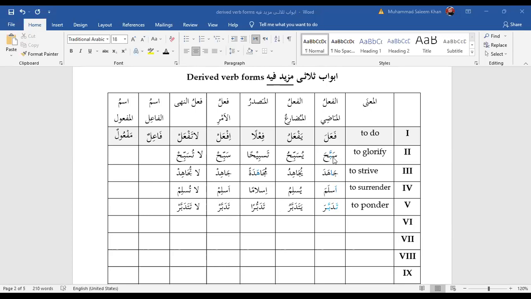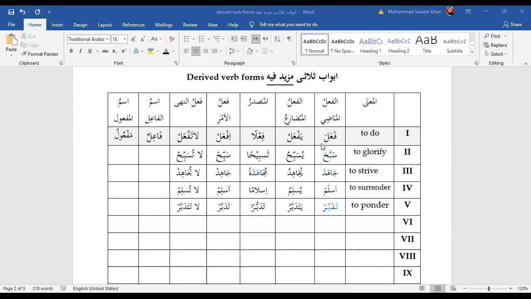So in these three forms of the verb, the mazid fi forms, which are 2, 3 and 4, what is common? The mudari of all these forms starts with yu. The mudari has dhamma. For example, we see here sabbaha yusabbihu, jahada yujahidu, aslama yuslimu. So these three forms are completely different. Otherwise, normally, the mudari starts with fatha.